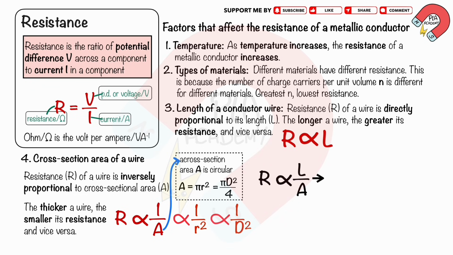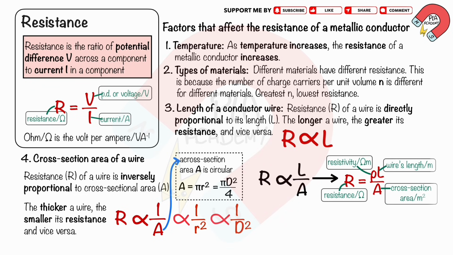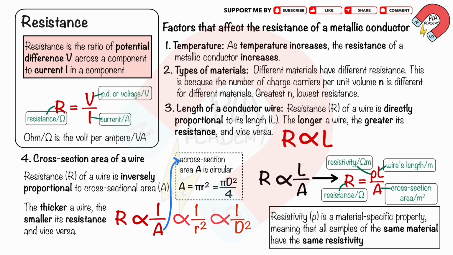We can write the equation of the resistance as R equals ρL over A, where ρ is the resistivity of each material in ohm-meters, L is the length in meters, and A is the cross-section area in square meters. The resistivity ρ is a material-specific property, meaning that all samples of the same material have the same resistivity.